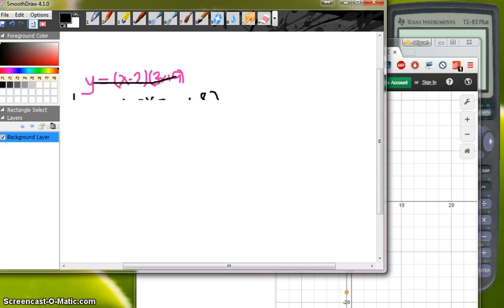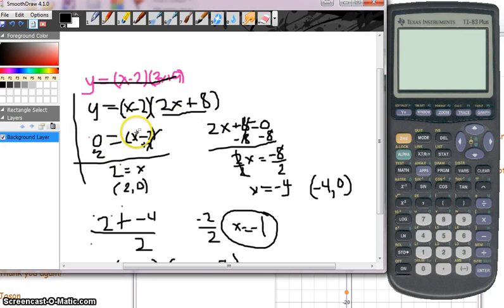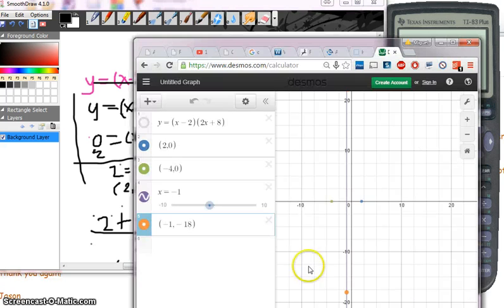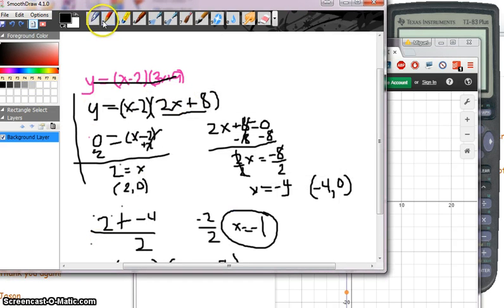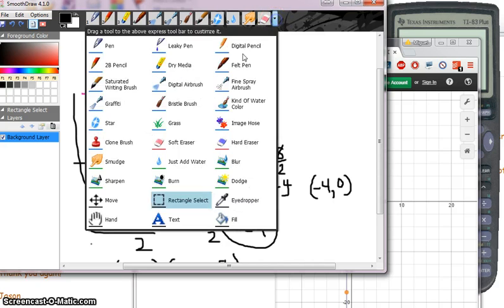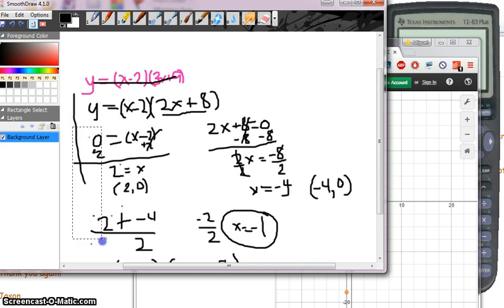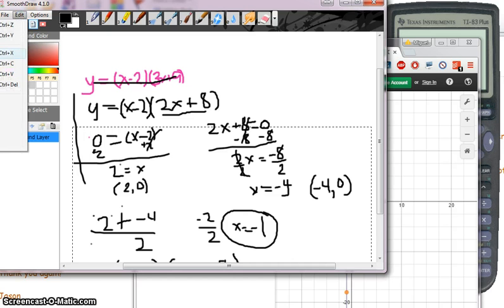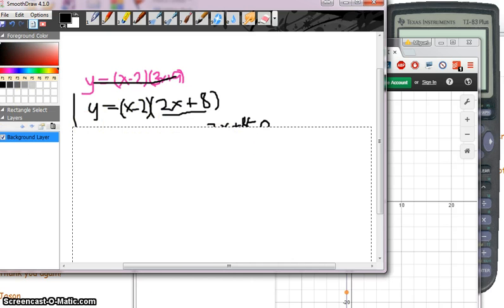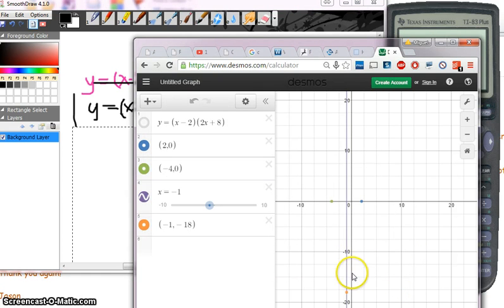All right, so we got the vertex. We got the x-intercepts. We got the axis of symmetry. All we need is the y-intercept. The y-intercept is pretty simple. For the y-intercept, all you need is to plug in a 0 in the x. So the y-intercept, if you look here, any point on the y-axis, the x is 0.